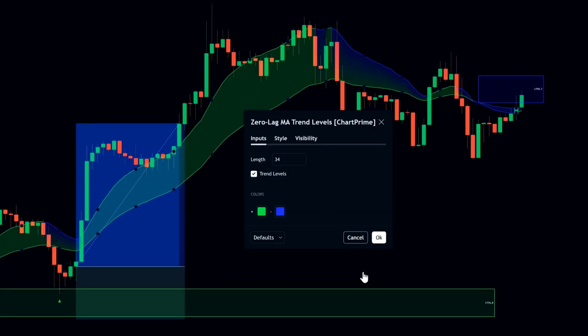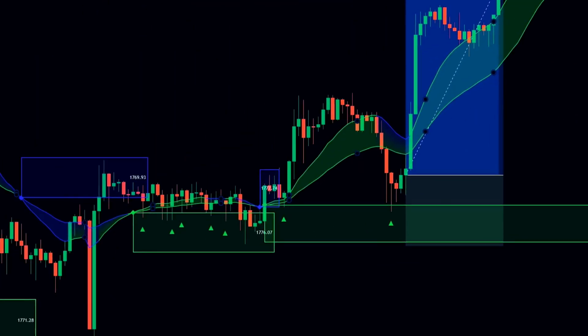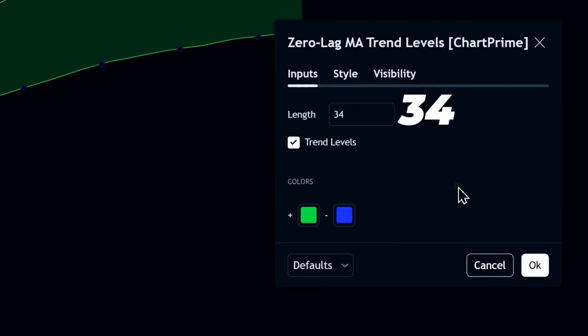You'll find the length setting, which determines the period for both the zero lag moving average and the exponential moving average. A shorter length makes the indicator more sensitive to price changes, while a longer length smooths out volatility. I'll set mine to 34.